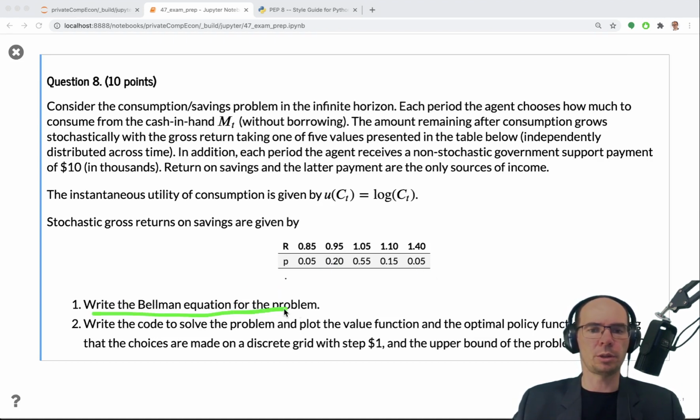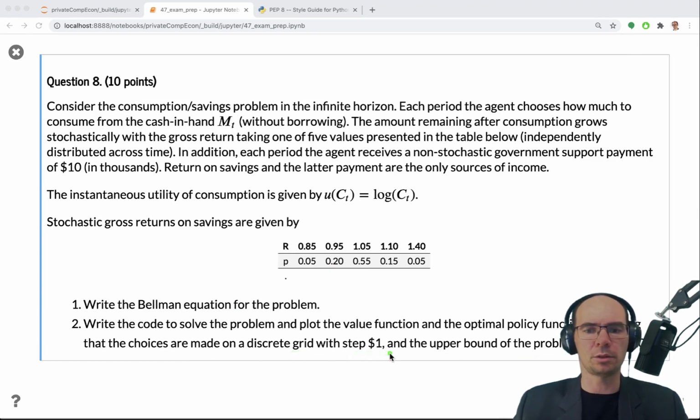Okay, it asks for writing a Bellman equation of the problem, and this is important to check your understanding of how the maximization and optimization and expectation operations nest each other. If you followed and reviewed Deaton's model, this shouldn't take any problem at all. And then write the code to solve the problem and plot the value function and the optimal policy function, assuming that the choices are made in the discrete grid, with step 1 and the upper bound of the problem set to 200. Now, this prescribes exactly how to solve the problem, right?